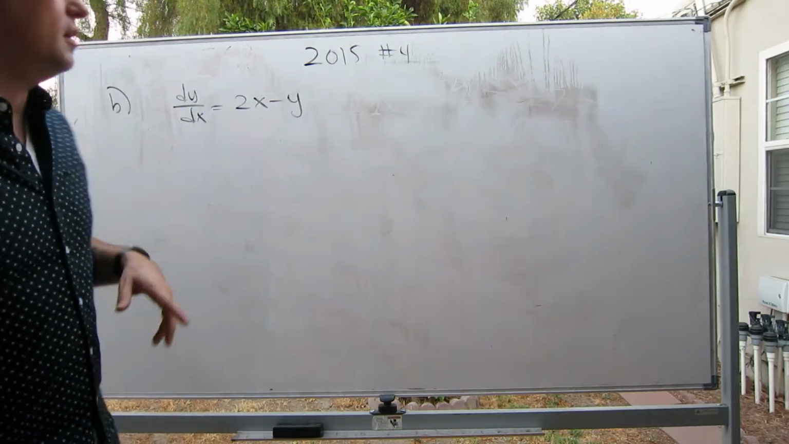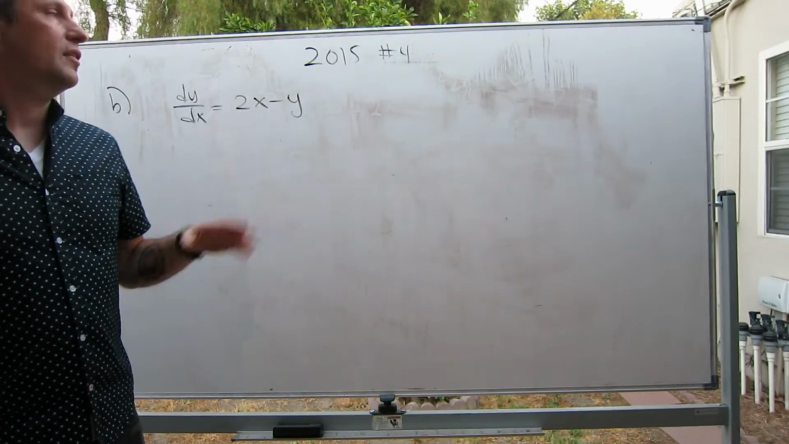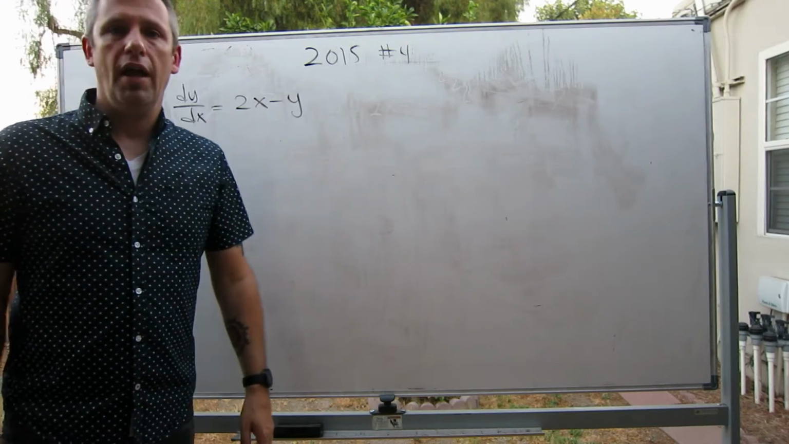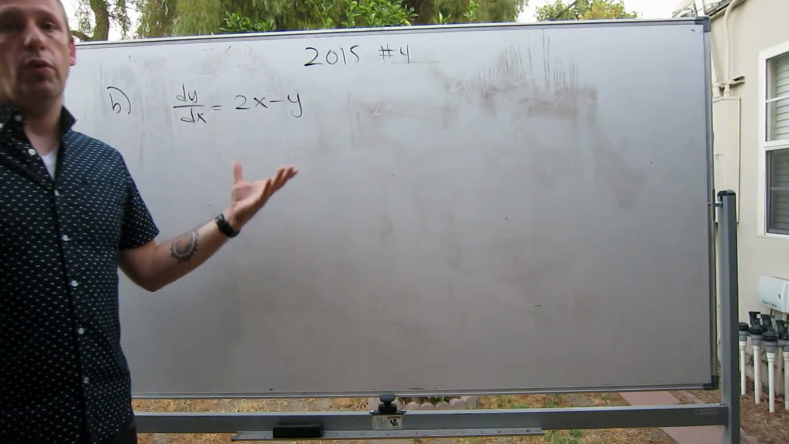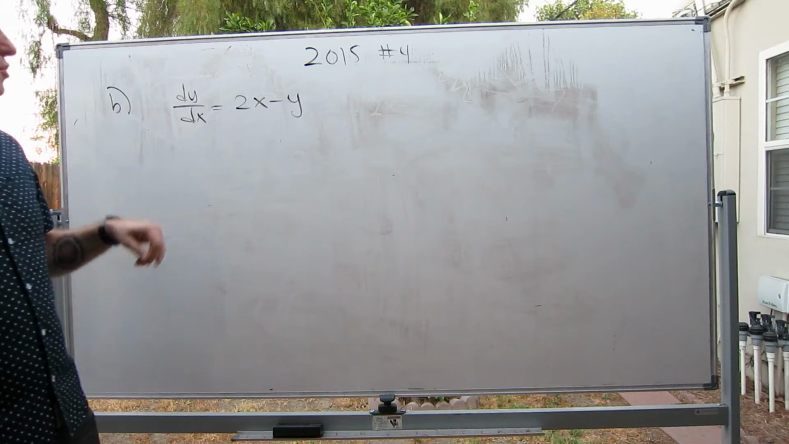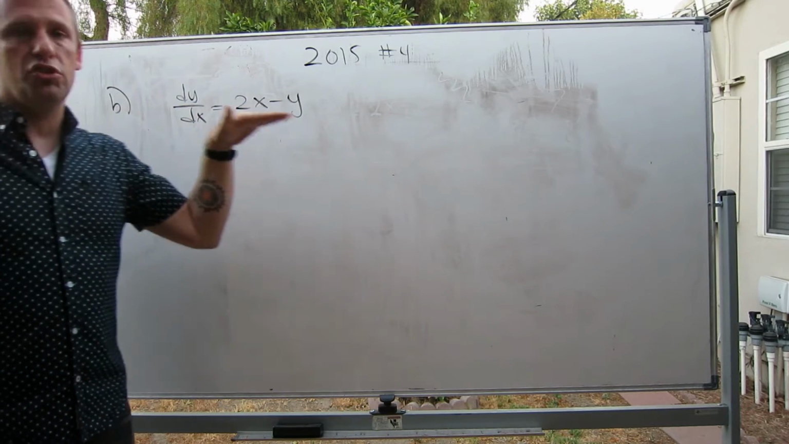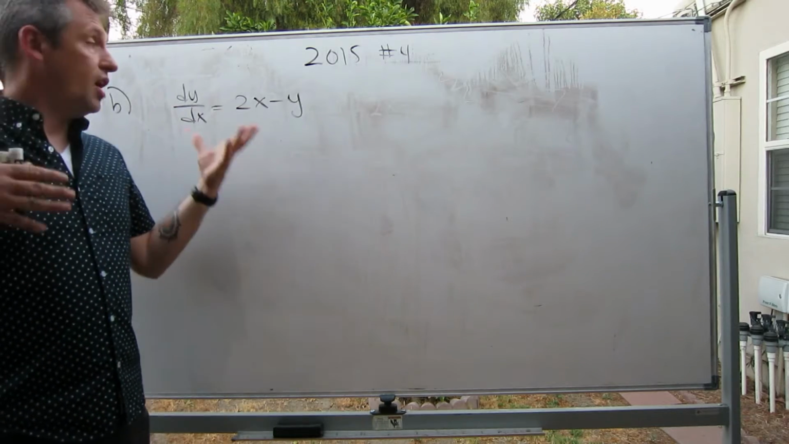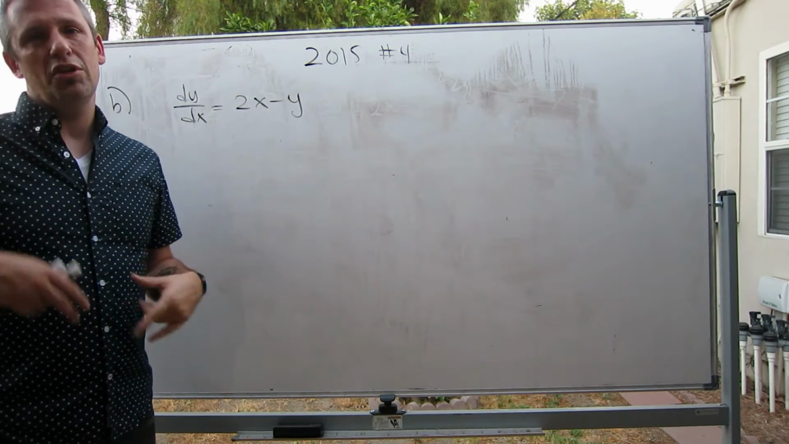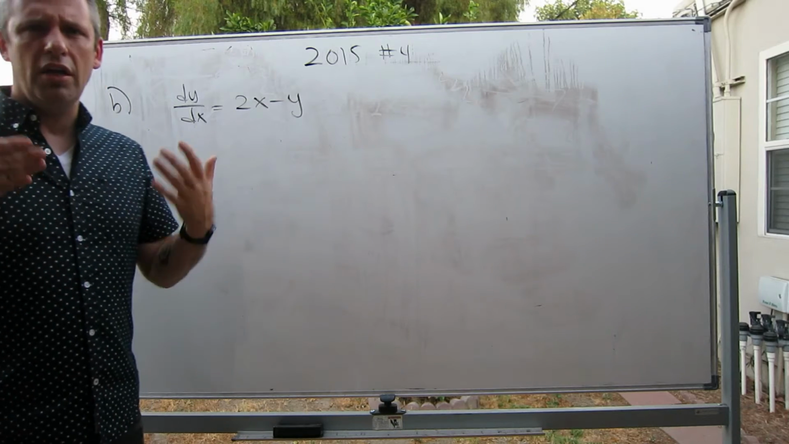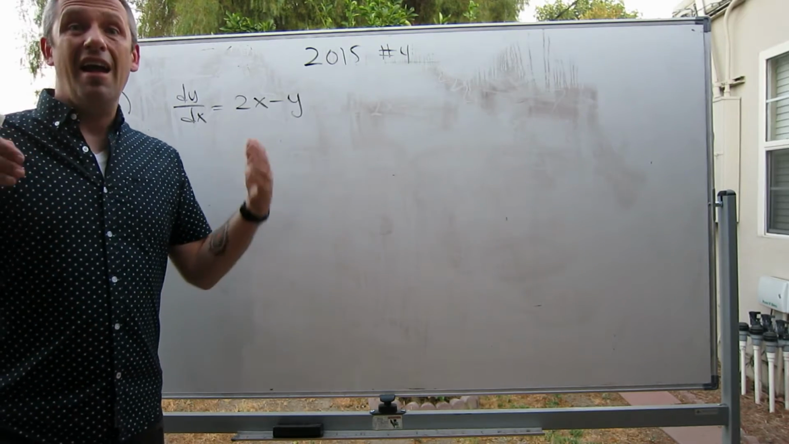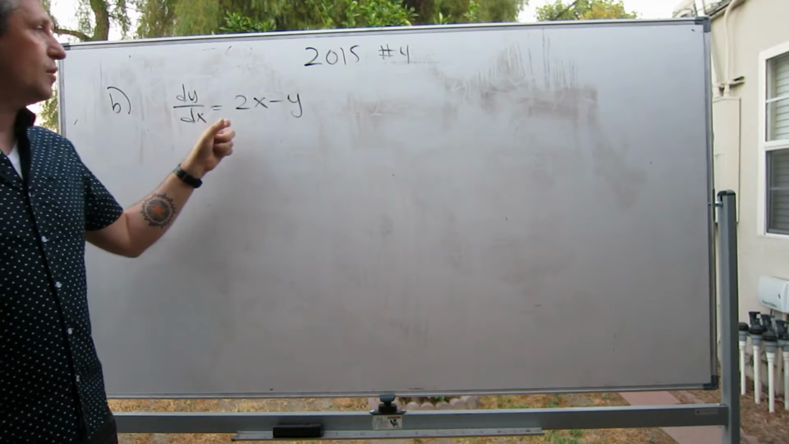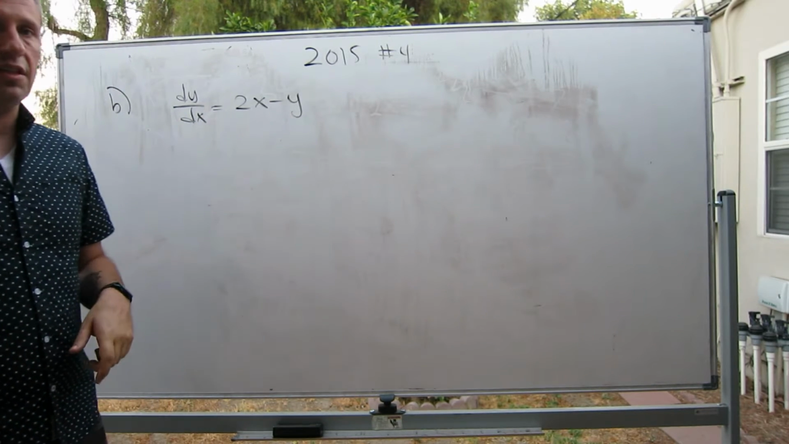To do part B of the AP Calculus BC 2015, number 4. As you recall, with part A, we are working with this differential equation, not a separable differential equation, of the form dy/dx equals 2x minus y. Again, what this means is that you're dealing with a function, y equals f of x, that happens to have the property that its first derivative is equal to 2x minus itself.